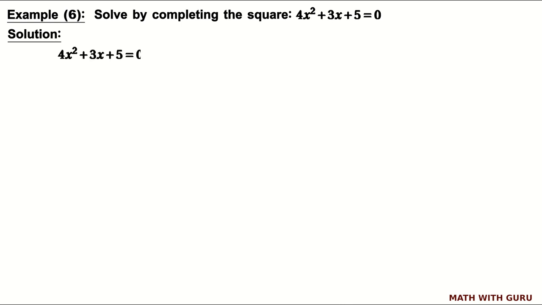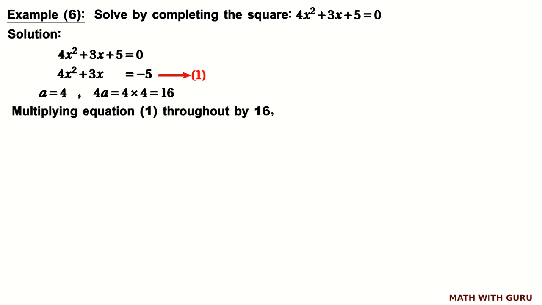Example 6. Solve by completing the square: 4x squared plus 3x plus 5 equals 0. Again, let us apply the second method. Bring plus 5 to the right hand side. A is 4, 4a equals 4 into 4, which is 16. Multiply the entire equation through by 16.